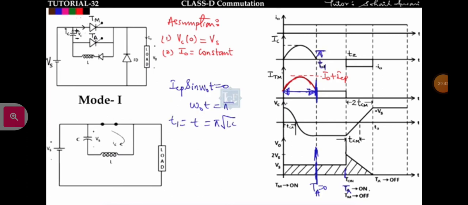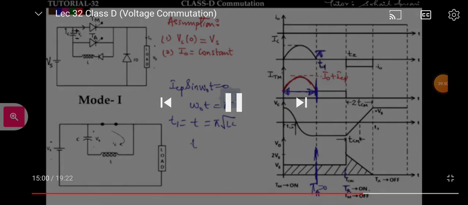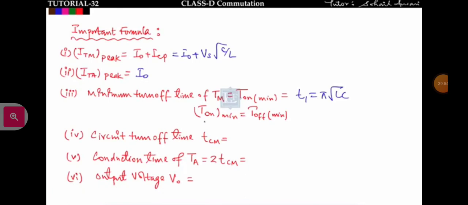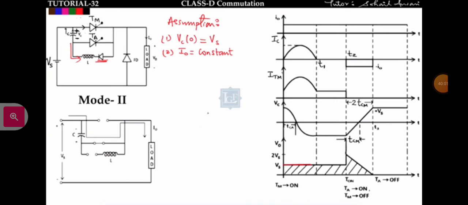So I will get the minimum turn on time of the main thyristor when TA is on at omega t equal to pi. So minimum turn on time will come out to be pi under root LC, and that is also equal to minimum turn off time. Now the fourth point is circuit turn off time. We have to find the circuit turn off time.